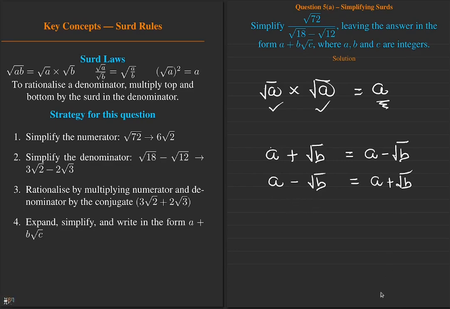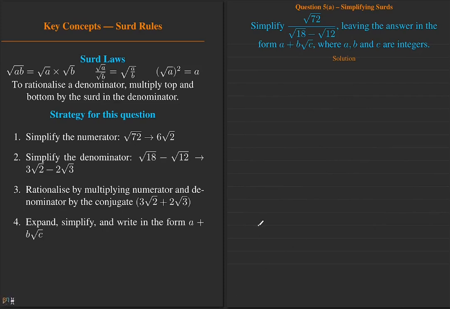So with all this said, if you want to solve a surd question, you first need to simplify the numerator. That is, if it is in a fraction form, simplify the numerator. You simplify the denominator, and then you now rationalize and then do your necessary simplification. So let's proceed to solve the question.